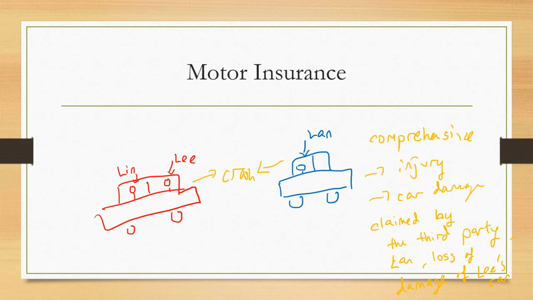So in this scenario, to reiterate, Lee will insure his car under the comprehensive policy right here, and then it will cover the injury and car damage claimed by the third party, which is LAN, as well as the loss or damage of Lee's car. So that's an example of motor insurance.